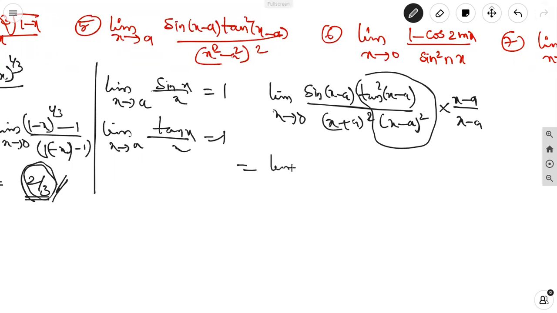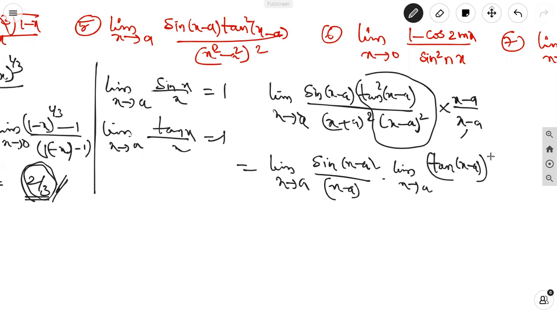So in this, limit x tends to a, sine of (x minus a) by (x minus a), limit x tends to a, tan of (x minus a) whole square by (x minus a) whole square, and again another one is limit x tends to a, (x minus a) by (x plus a) whole square. Here the first is 1, the second is 1, and a minus a is 0, so it should be 0. Okay. This is the way.